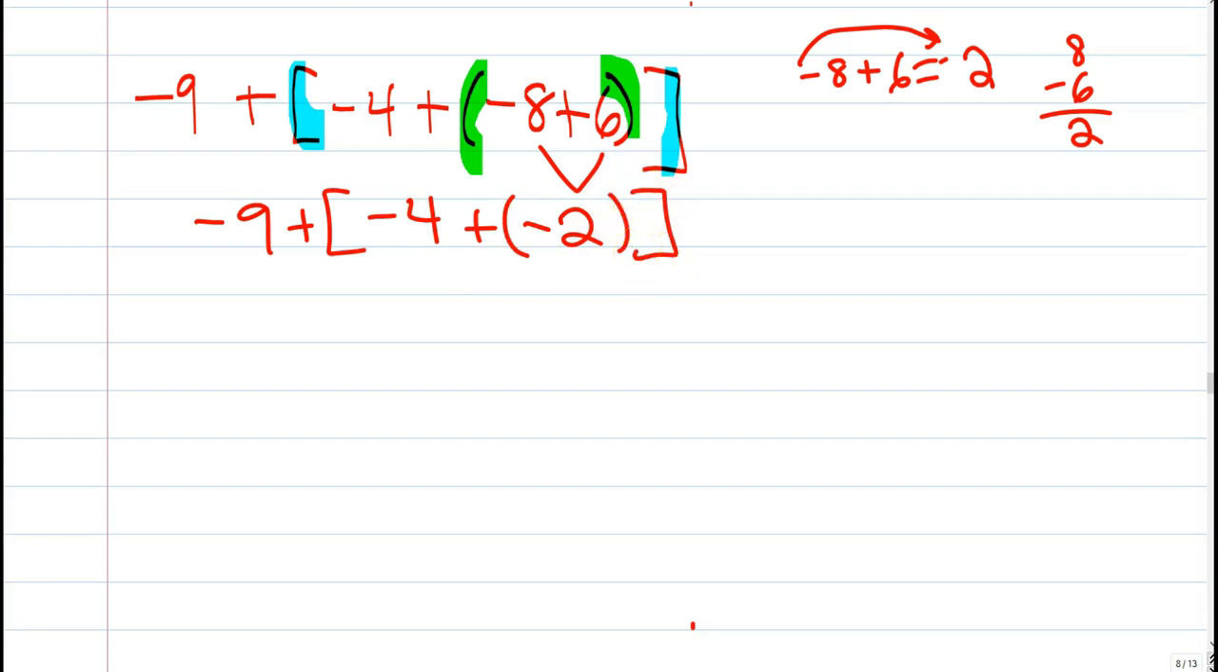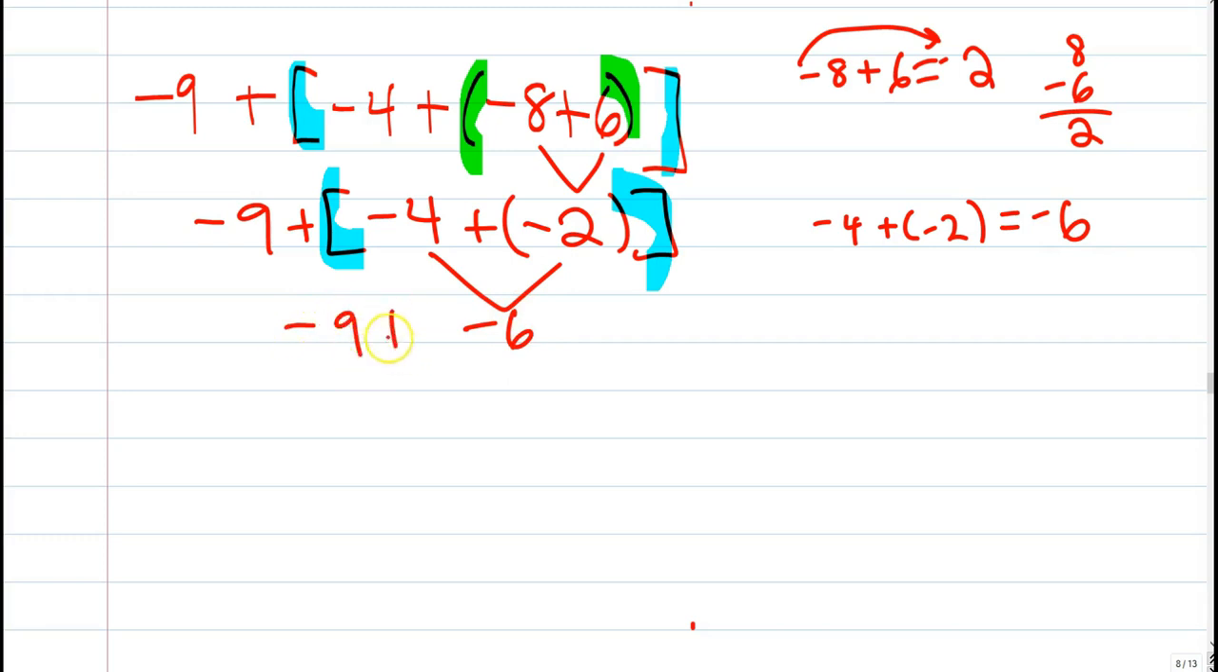Well, inside, now we're kind of done with that set of parentheses. So we still got to work with what's inside these parentheses. Negative 4 plus negative 2. Same sign. If I owe you 4 and I owe you 2, I don't all of a sudden owe you 2. I don't all of a sudden have to. They combine. Same sign, combine to make negative 6. And last but not least, negative 9 plus negative 6, same sign, combine to make negative 15.